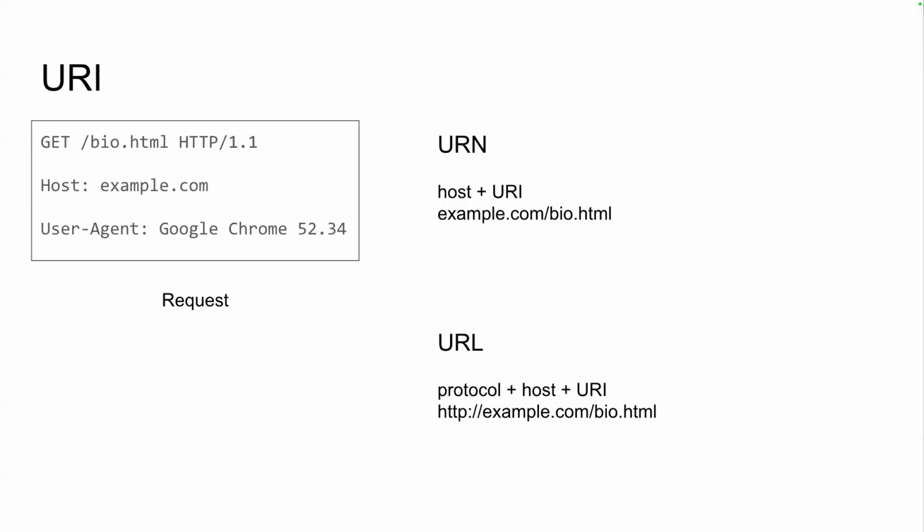There we see the example, the request, and we have a couple of examples of URN and URL. URN being the host plus the URI, example.com/file.html. And then we have our URL, which is the protocol plus the host plus the URI. And now we can see that we have hypertext transfer protocol by example.com at bio.html. Right.